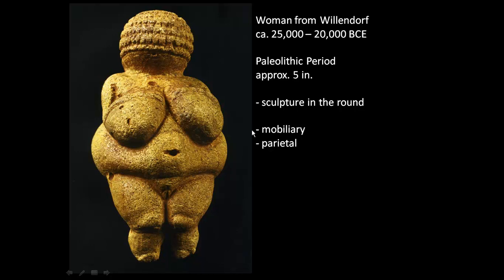Now there are a couple other terms we might as well note at this time: mobiliary and parietal. Mobiliary means the artwork is mobile, that it can move around, whereas parietal artworks stay in one place. Things like architecture, large-scale sculpture, which we are not going to see in this lecture, and finally cave paintings. Those are examples of parietal work because they don't move around, they stay in the cave.